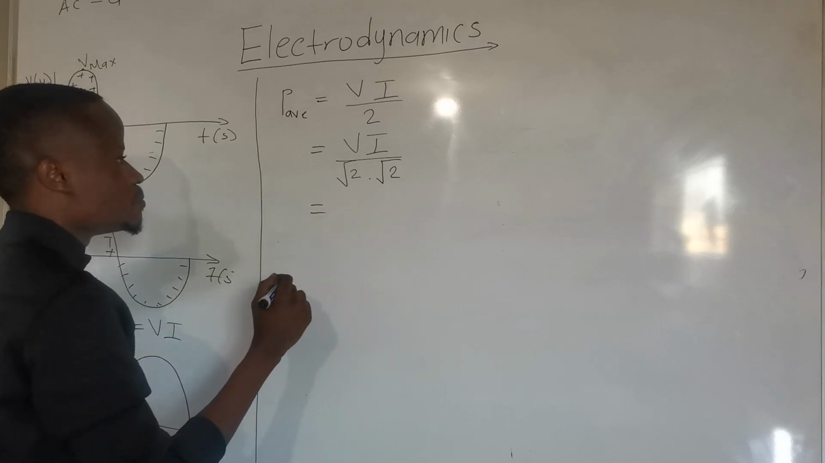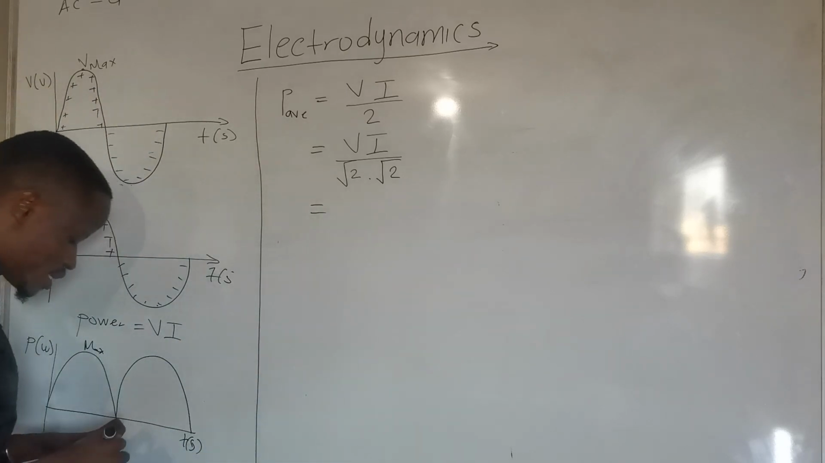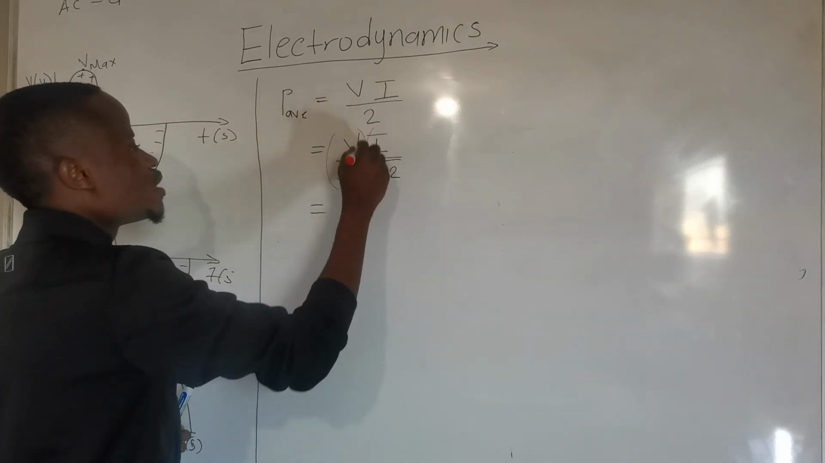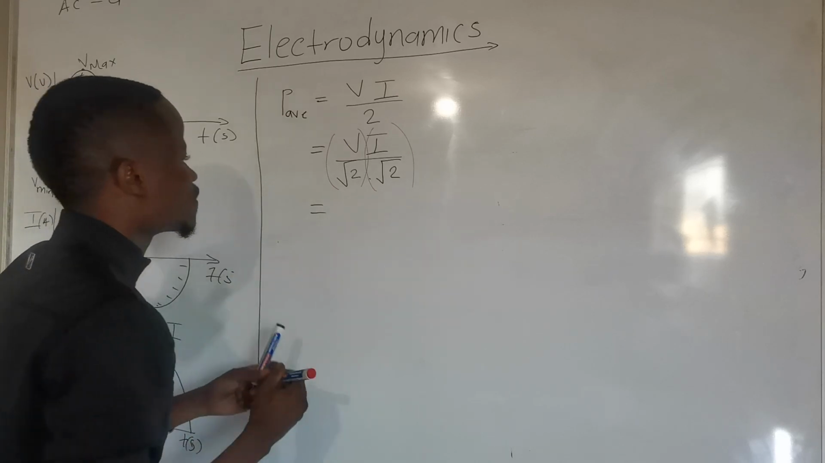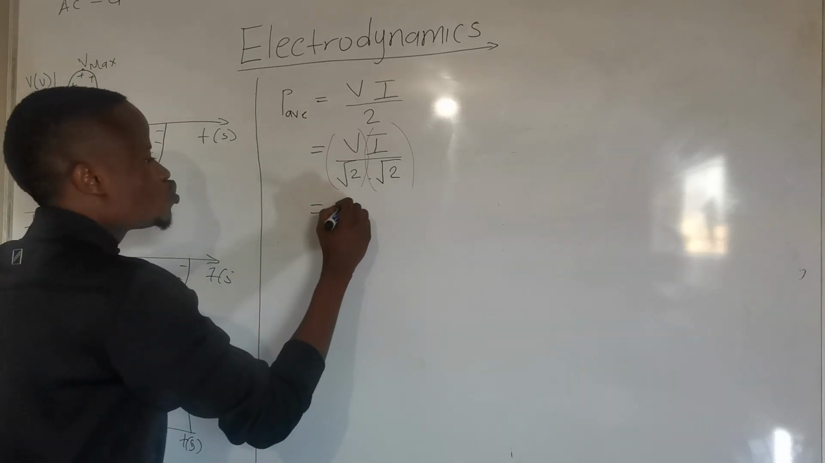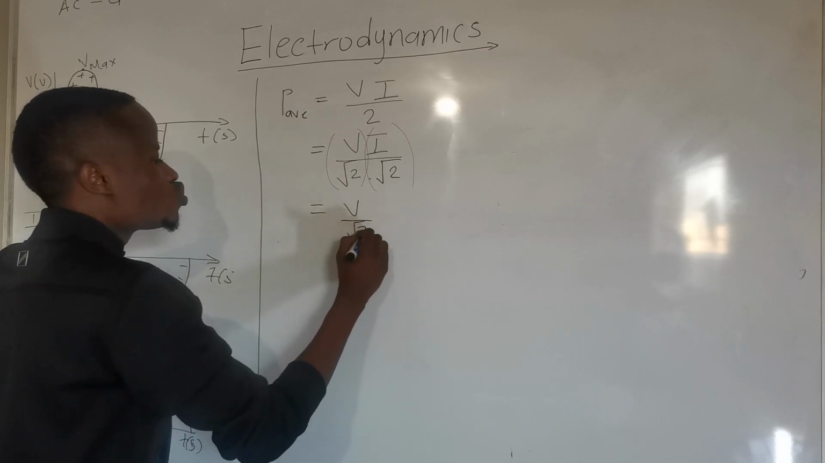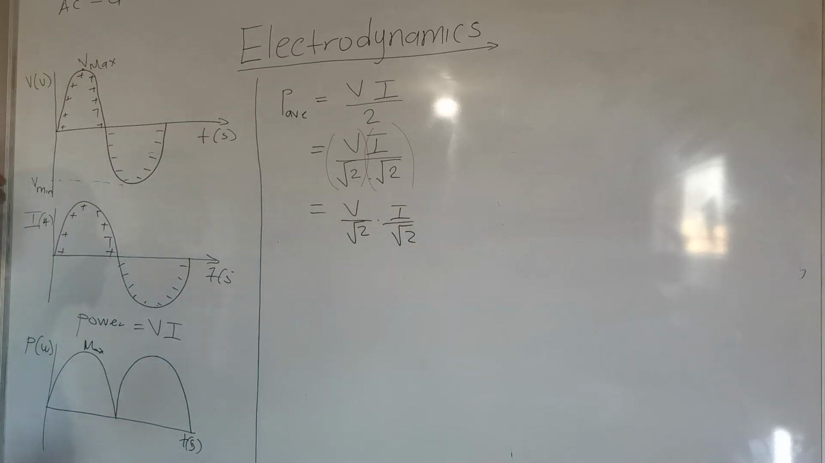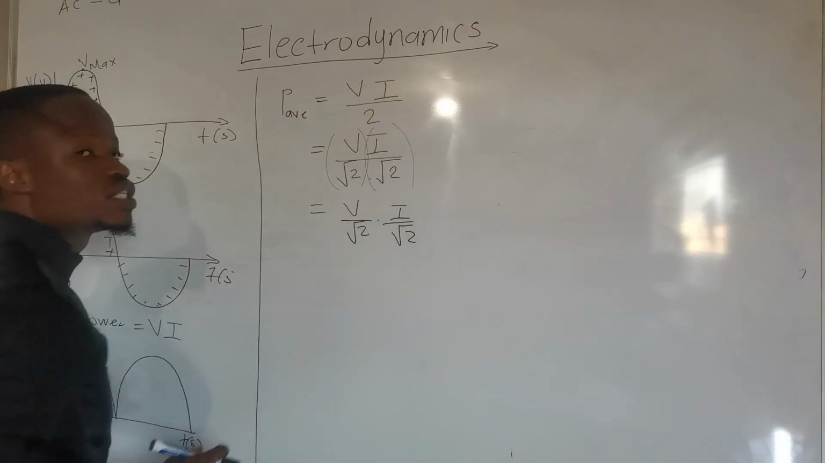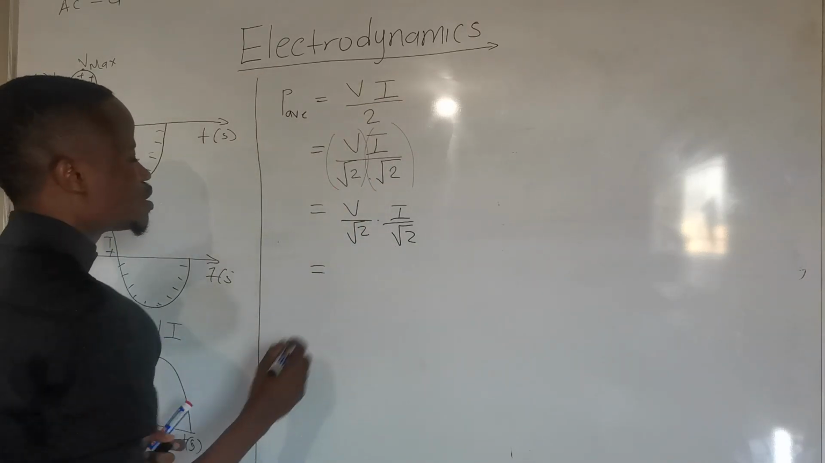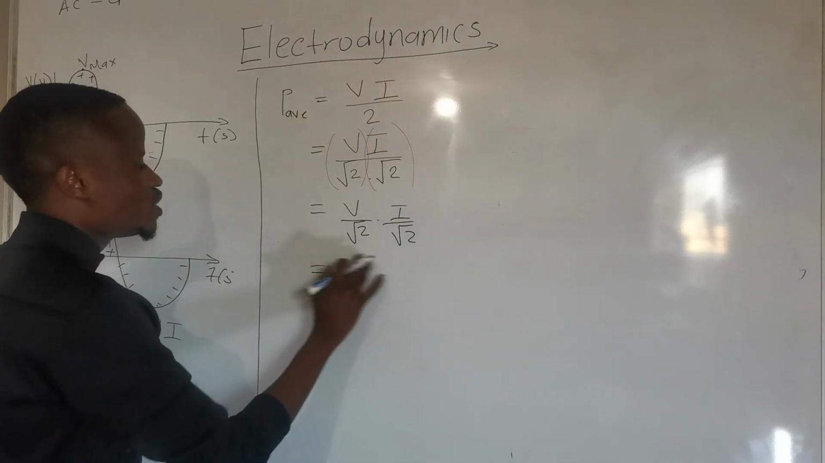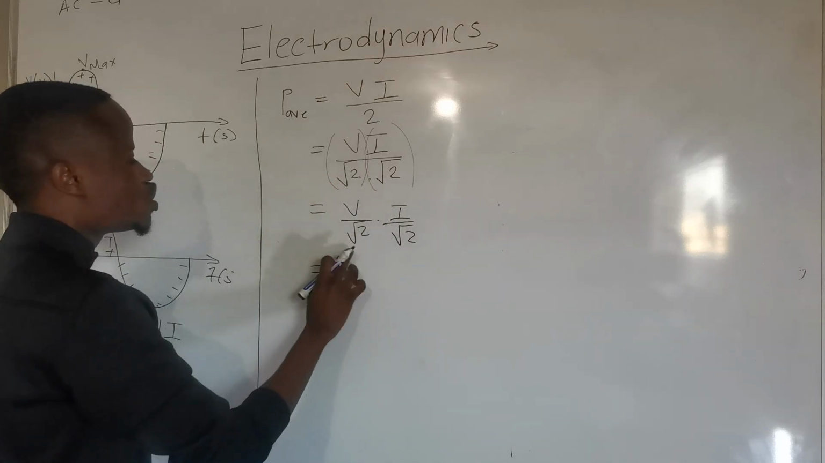Then we are now going to separate this. Now I can say I'm going to have V over root 2 multiplied by I over root 2. Mathematically, guys, we did not change anything. Are we together there? If you multiply this together, you will still get that. Okay, this is equal to what we have here.